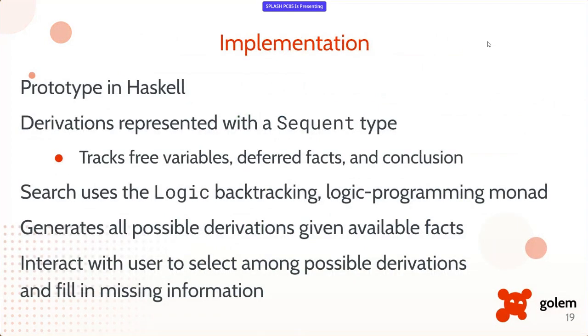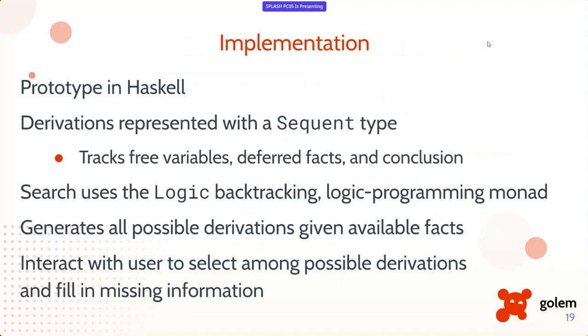So we do have an implementation. It's a prototype in Haskell. A derivation is represented with a sequent, as in the idea of a sequent calculus. So a sequent calculus carries both the assumptions that you're building on and the thing that you're currently trying to derive. And so that's exactly what we're doing. The context is basically the deferred facts, the things we're missing so far, and the conclusion is the thing that we've been able to build up.